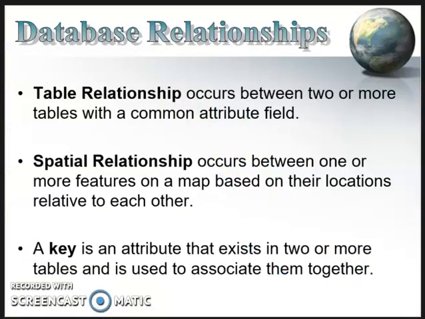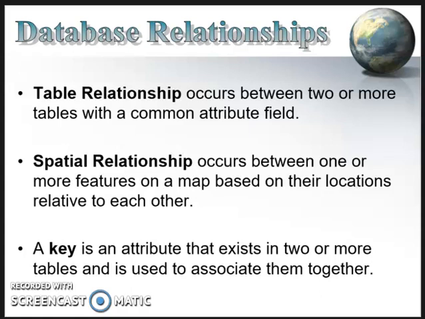Okay, so though data sets are made up of a uniform collection of entities and feature types, they can still have relationships with other data sets made up of different types of entities, different feature types, or even with non-spatial database tables. When using GIS software, relationships between database tables are typically established using either table relationships or spatial relationships. A table relationship occurs between two or more tables with a common attribute field.